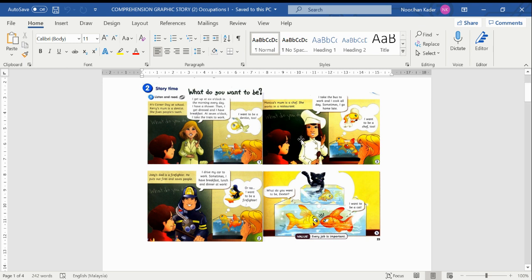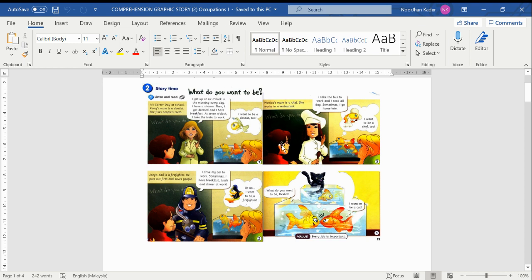Okay, and the second frame now. Joey's dad is a firefighter. He puts out fires and saves people. Please be reminded, the yellow text here is the introduction of each frame, so that you will understand the frame better. Okay, the speech. Joey's dad gives a speech: I drive my car to work. Sometimes I have breakfast, lunch, and dinner at work. And the mischievous and annoying yellow goldfish again says, I want to be a firefighter.